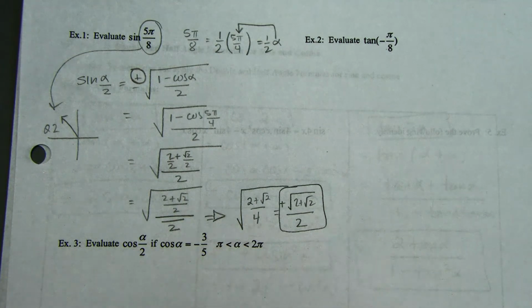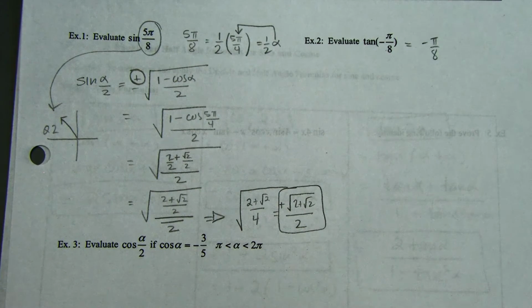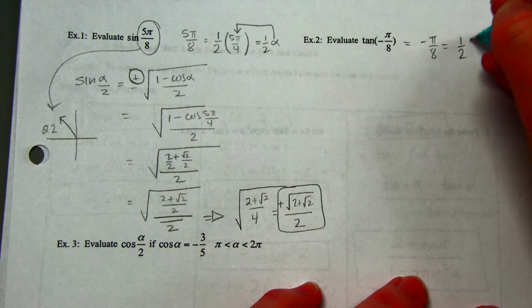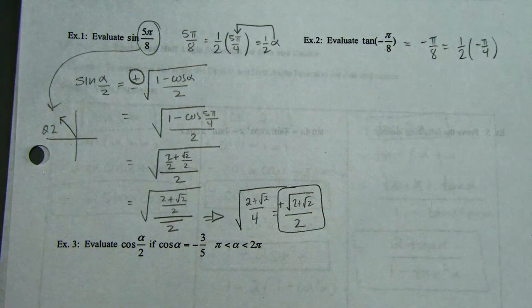So let's do this next one. We can write negative pi over 8. Again, not a value that is going to be able to use addition or subtraction. This is the one we tried to do last time, and we had to change the denominator to make it work. So we can write this as half times negative pi over 4. So you don't need me. Why don't you go ahead and try it?